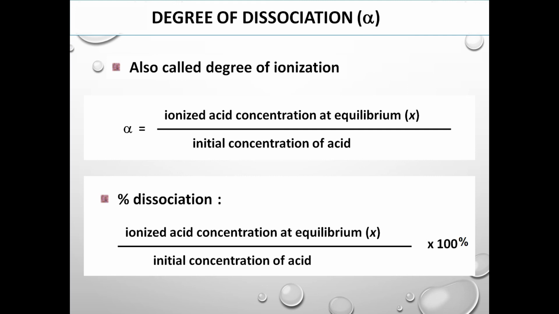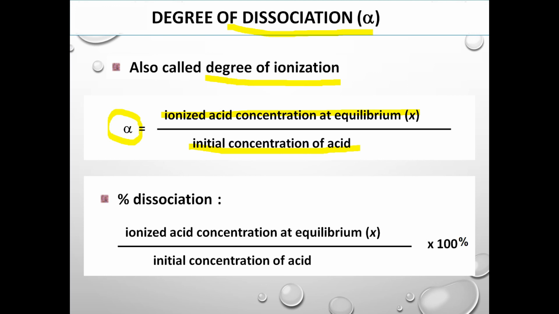As we know, weak acid and weak bases dissociate slightly or partially in an aqueous solution, and therefore the degree of dissociation can be calculated. The degree of dissociation is also called the degree of ionization and is given the symbol alpha. The formula to calculate the degree of ionization is the fraction of the ionized acid concentration at equilibrium, x, to the initial concentration of the acid.